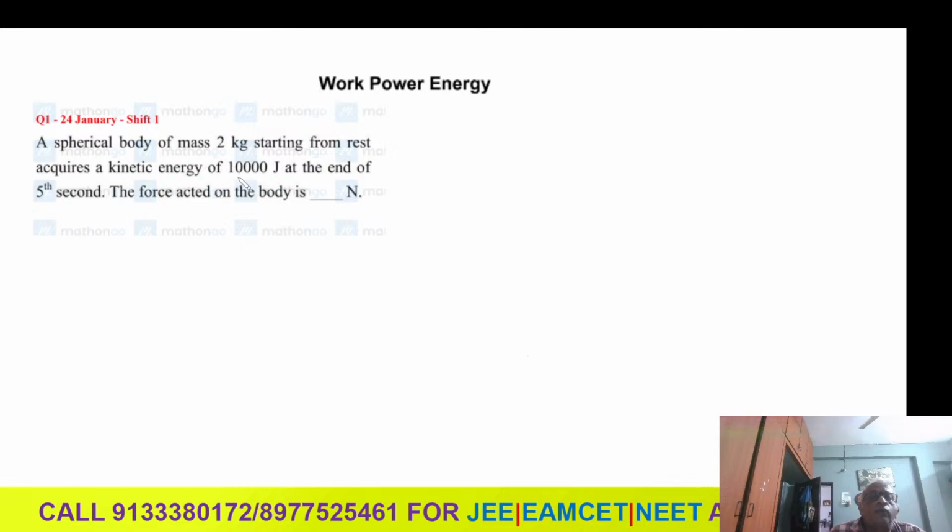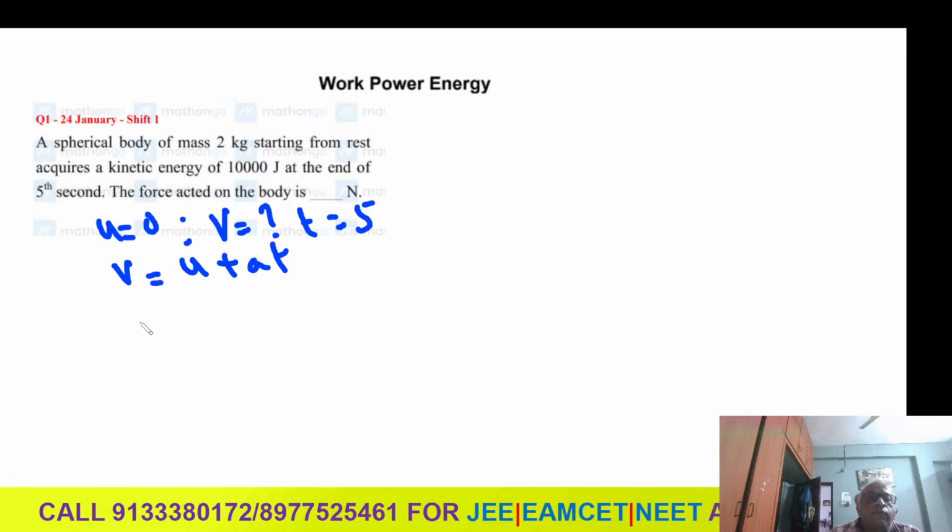So mass 2 kg, starting from rest, means u is equal to 0. I want to know the velocity at the end of 50 seconds. V is equal to u plus at, t is equal to 5 seconds. So I will find v. Acceleration, how to find out?